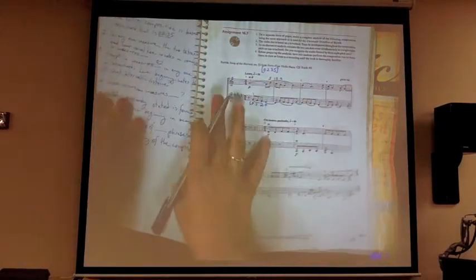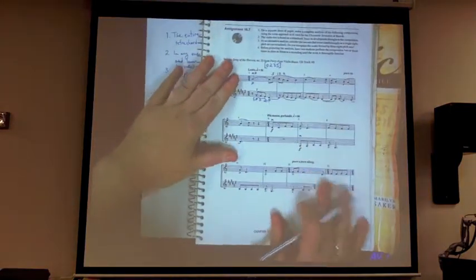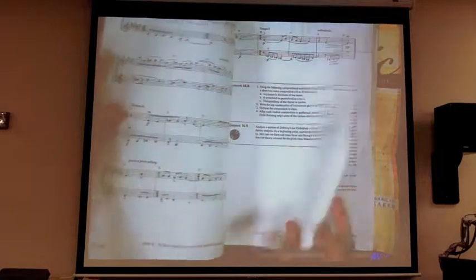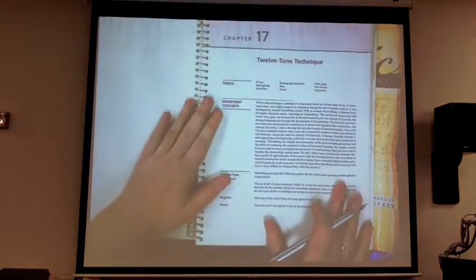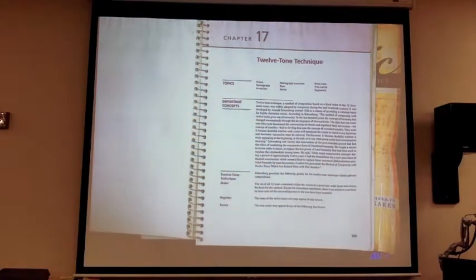correctly. And the reason why I'm spending so much time on set theory is because your next assignment, your next chapter, is on 12-tone, which is basically take set theory and then blow it up.